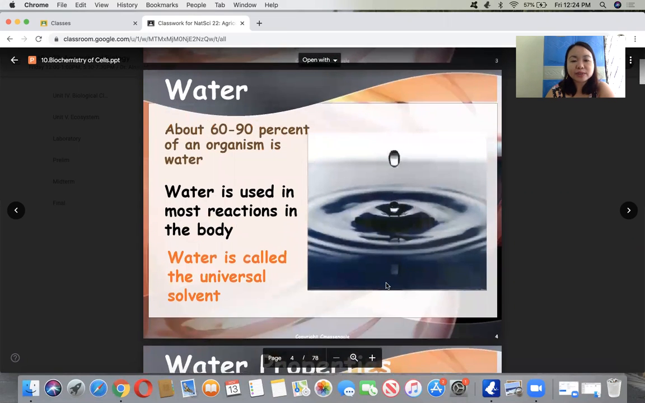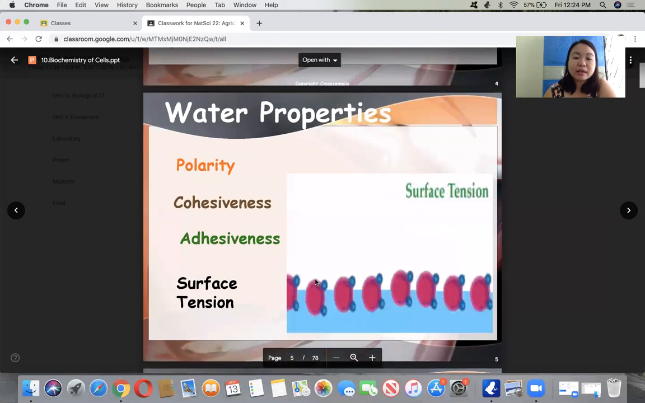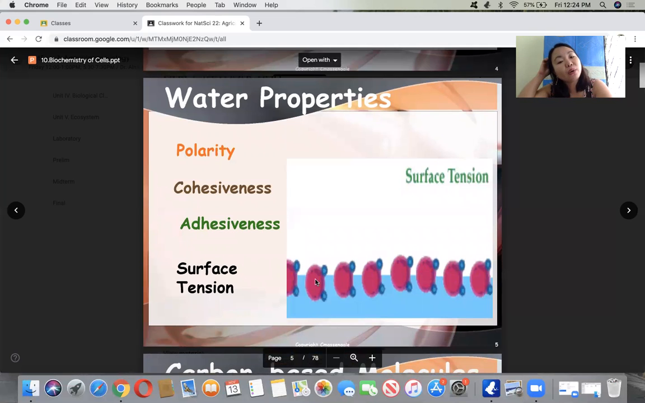Water, as we've discussed in its properties, makes up about 60 to 90% of an organism and is used in most reactions in the body. We call it the universal solvent because it dissolves all types of substances. Its properties, as we mentioned in previous topics, include polarity, cohesiveness, adhesiveness, and surface tension, which make it very powerful.